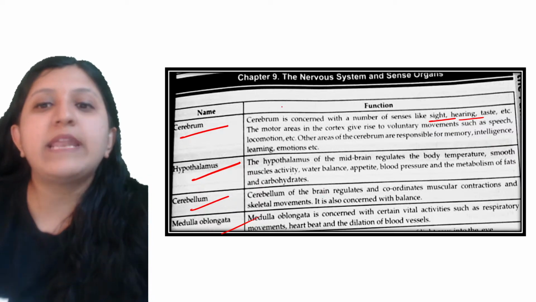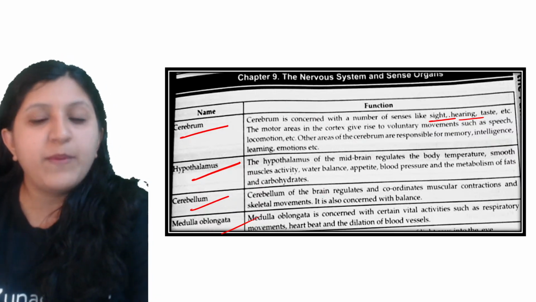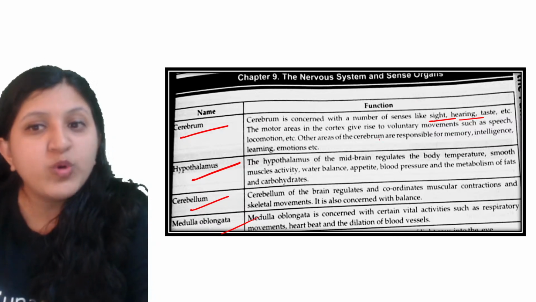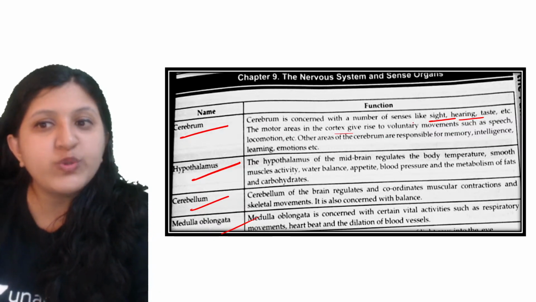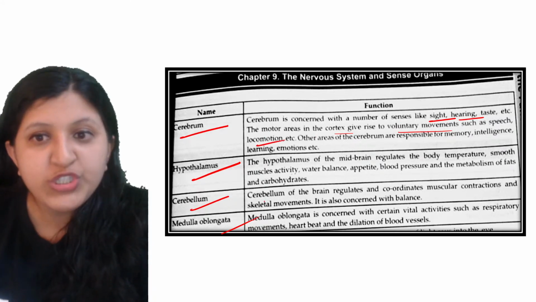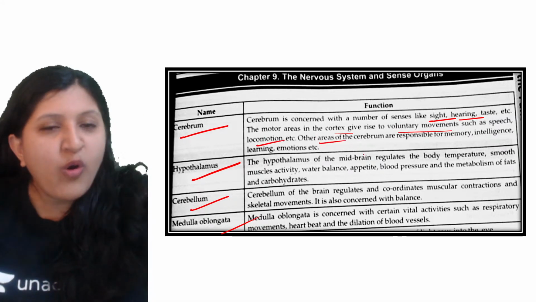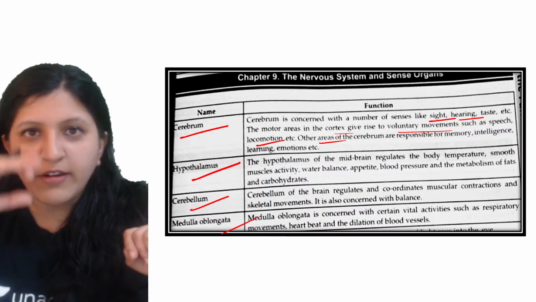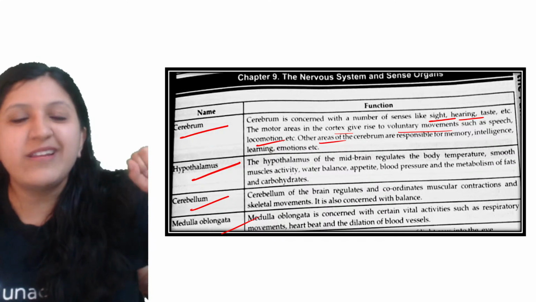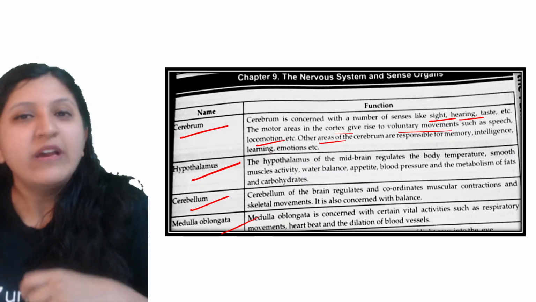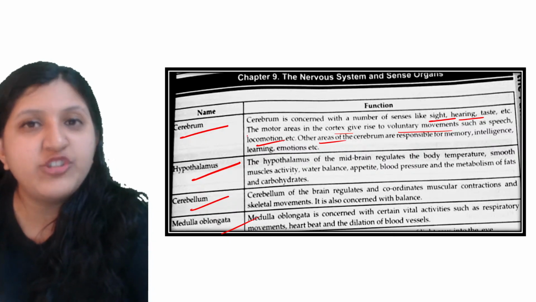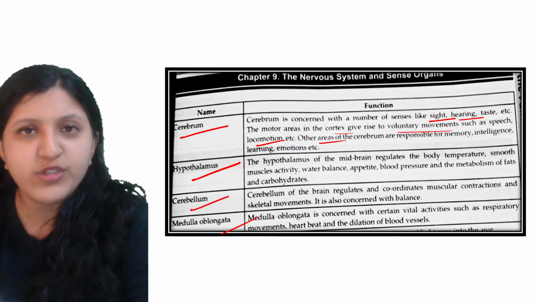Alright, so then cerebrum is concerned with the number of senses like sight, hearing, taste, then motor areas in the cortex can also give rise to voluntary movements. So locomotion, other areas. You know all the different parts are given in your cerebrum part. So there is a diagram which mentions logical reasoning, thinking, memory, sight, vision, hearing. So all that you can check out. All those are the functions of the cerebrum.